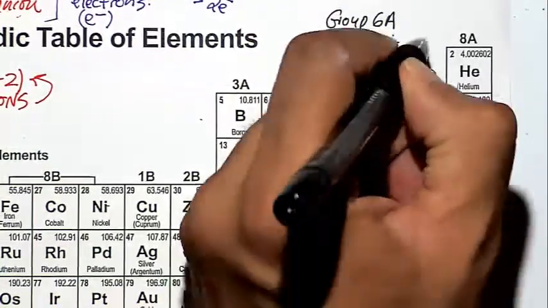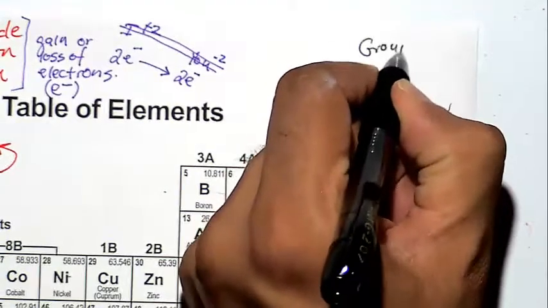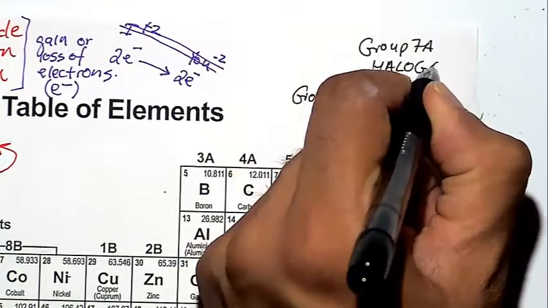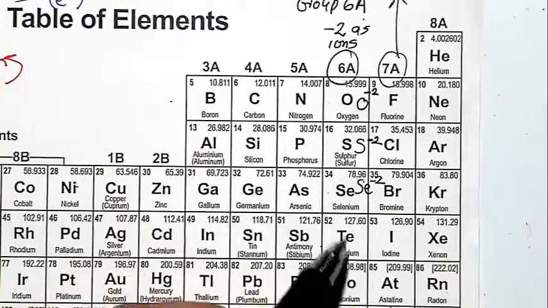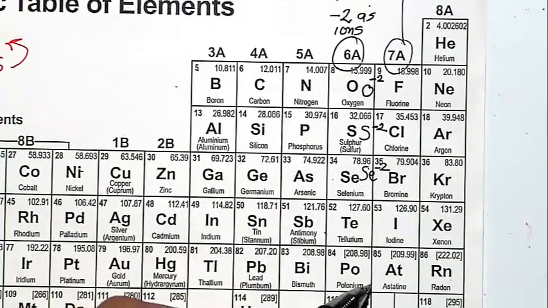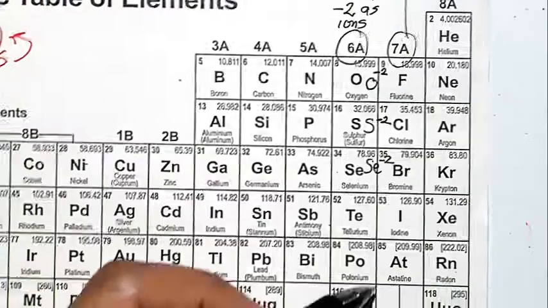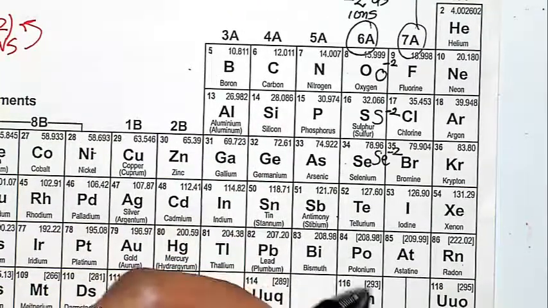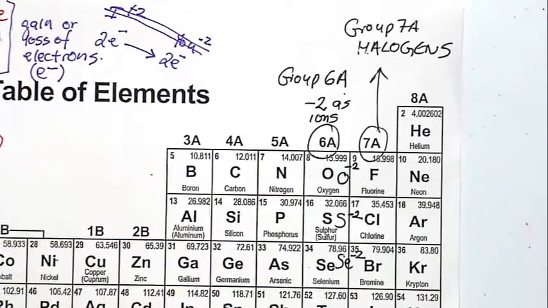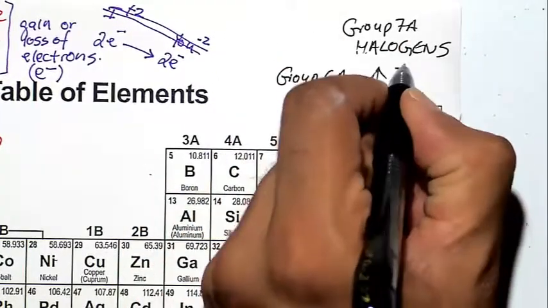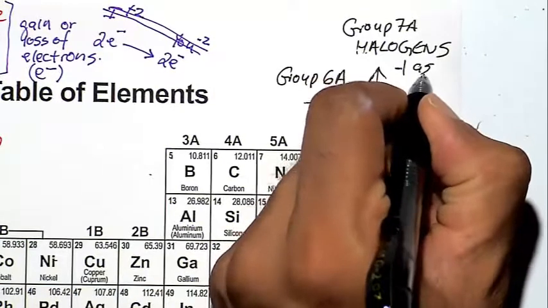Group 7A, this has a specific name. These are called the halogens. I've heard of halogen lamps. Halogens consist of fluorine, chlorine, bromine, iodine, and astatine. We're really not going to concern ourselves with astatine, the more downstream or further down the group. But all of these have unequivocally a -1 charge as ions.